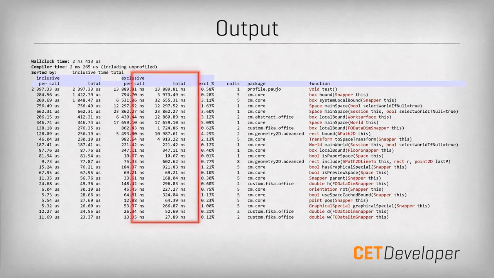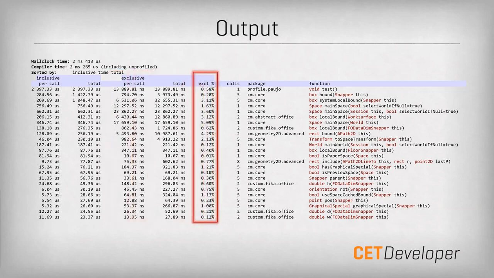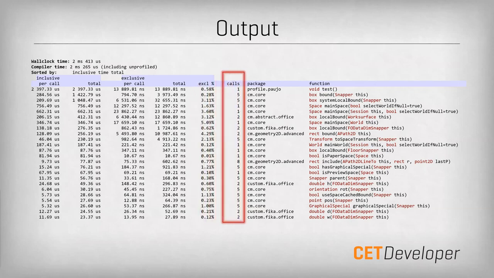Then next to that, you have this exclusive percentage. So this is of all the total time spent in this function, how much of it was specifically in this function, exclusively in this function. So you can think of this kind of as exclusive time divided by inclusive time. And then finally, we have a column that indicates how many times this function was called while the profiler was running.